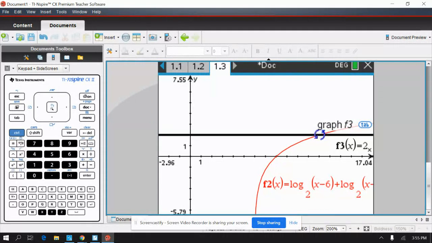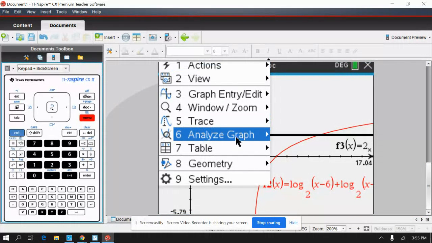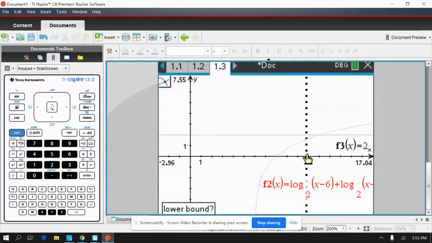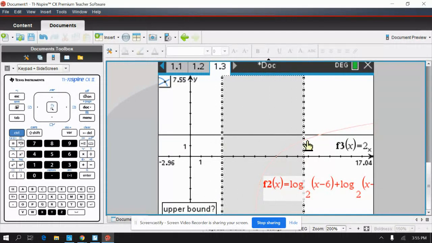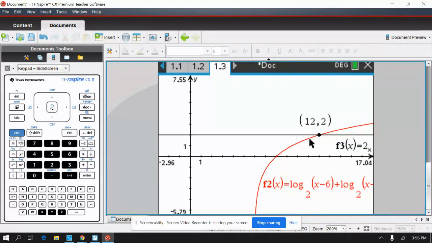What is that x value where they're equal? Where the logarithm equals 2. So I go to my analyze graph and I want to find the intersection. And lower bound, what's an x value that's less than this? Well, any x value over here. Upper bound, what's an x value that's bigger than this? Anything over here. And check it out. The x value is 12, not 2. In fact, x equals 2 is outside of the domain of this function. But when x is 12, then they agree.